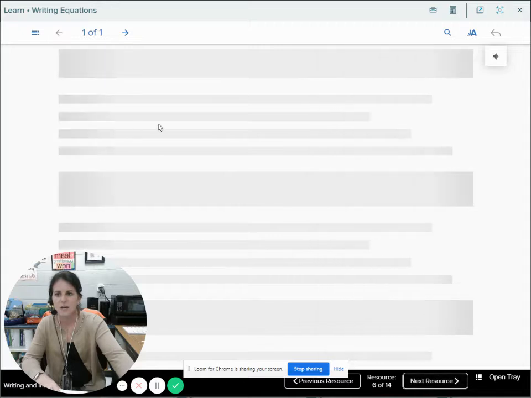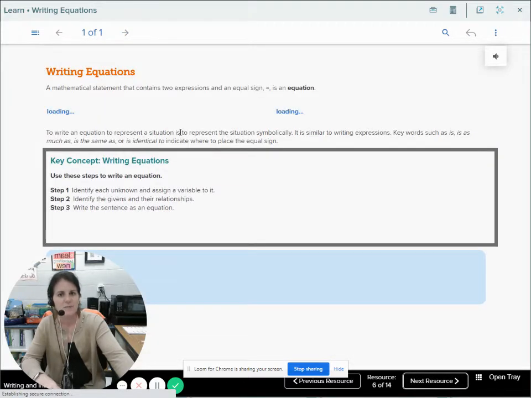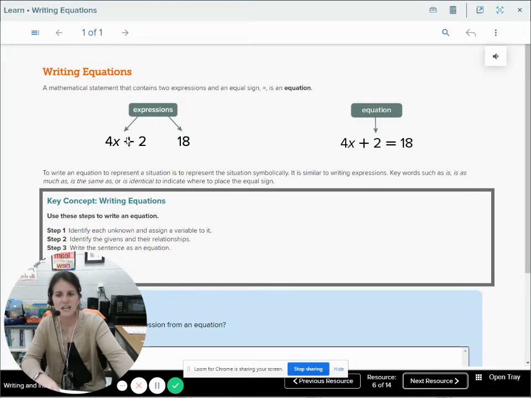So again, I want to emphasize the fact that an expression does not contain an equal sign. This is an expression, 4x plus 2. 18 is an expression. It becomes an equation when we insert this equal sign.